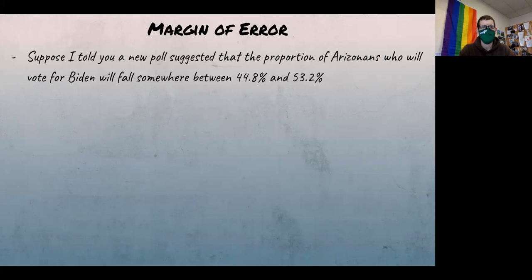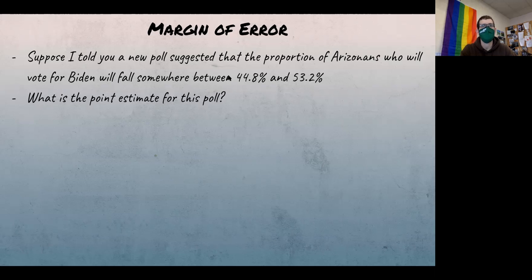Okay. So this is a little bit of a different perspective on it. So suppose we looked at a new poll. Again, this will all seem outdated, but the concept will still make sense. Suppose I told you a new poll suggested that the proportion of Arizonans who will vote for Biden will fall somewhere between 44.8 and 53.2%. What is the point estimate for this poll? How do you think we could find out the point estimate? The average of those two.